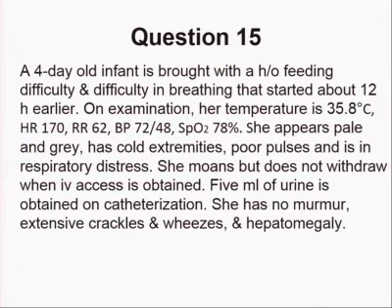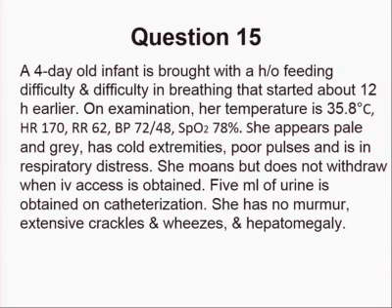A 4-day-old infant is brought with a history of feeding difficulty and difficulty in breathing that started about 12 hours earlier. On examination, her temperature is 35.8, heart rate is 170, respiratory rate is 62, blood pressure is 72/48, oxygen saturations are 78%. She appears pale and gray, has cold extremities, poor pulses, and is in respiratory distress. She moans but does not withdraw when IV access is obtained.